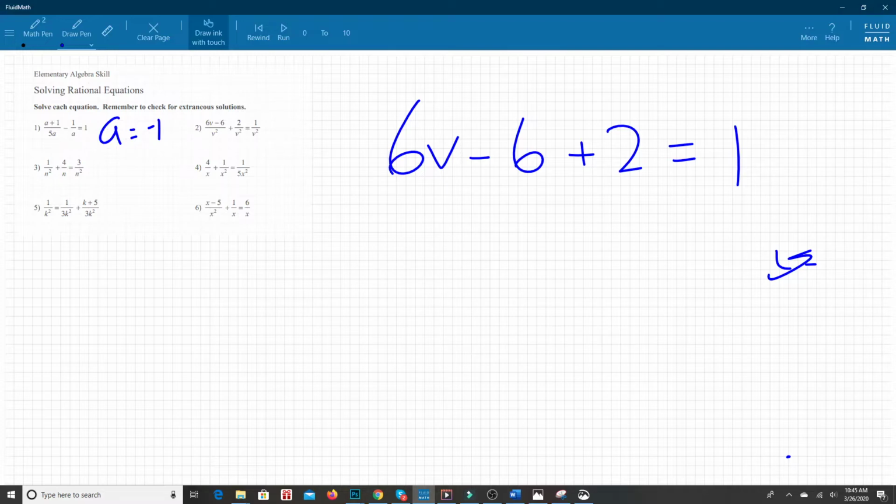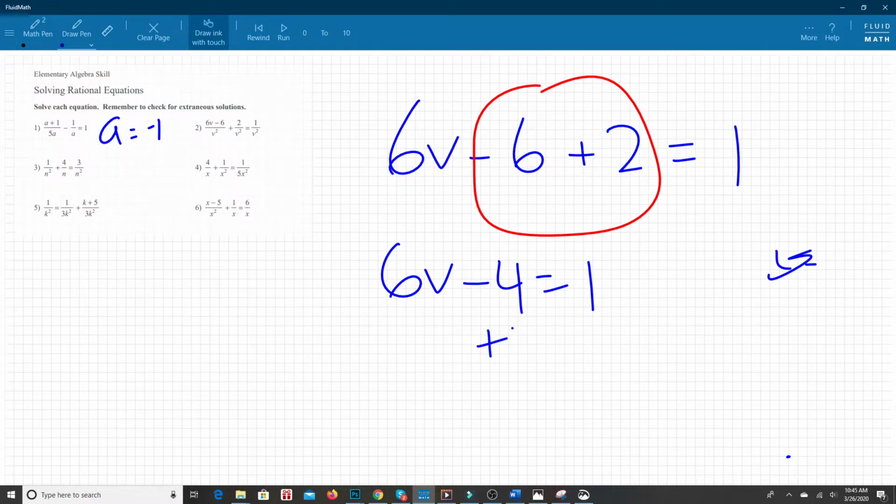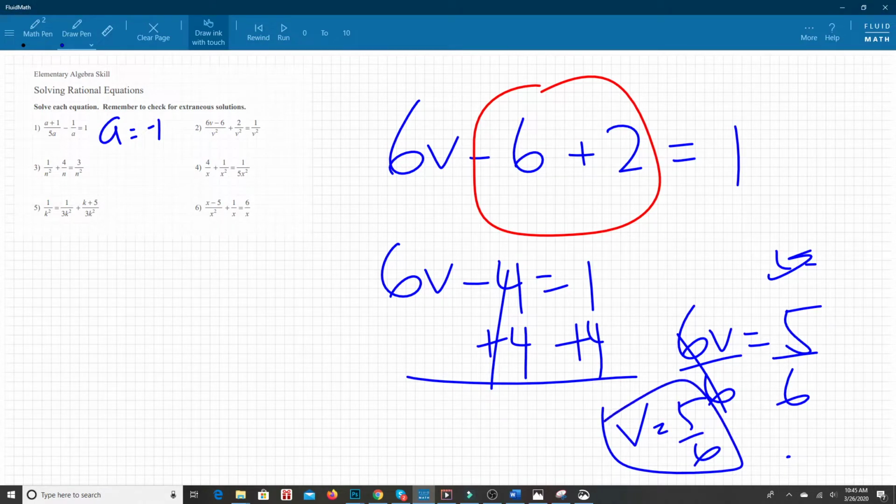Then I'm going to combine my like terms right here, right? Combine these two like terms. I'm going to be left with 6v minus 4 equaling 1. I'm going to add 4, add 4. I'm left with 6v equaling 5. Divided by 6, divided by 6. V equals 5 over 6. Makes things a lot easier.